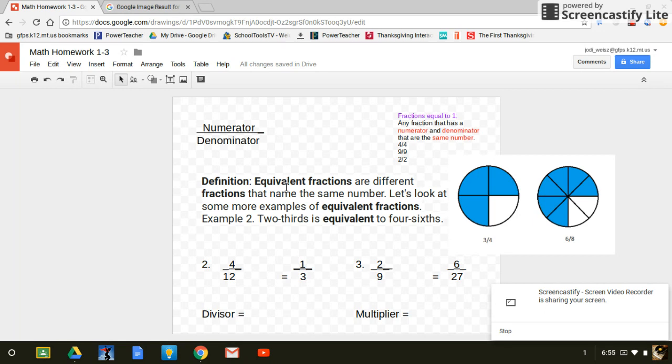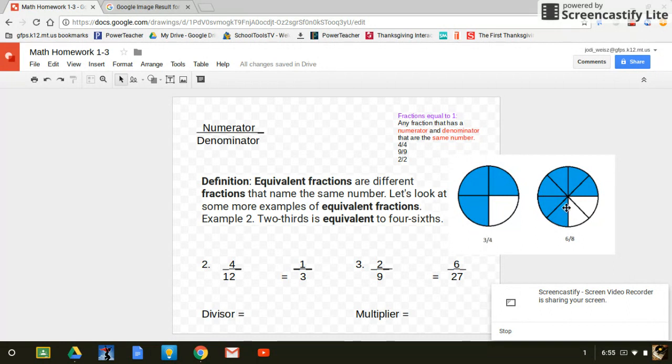And here in the center, I have the definition of equivalent fractions. They are different fractions that name the same number. And over here on your right, you will see two equivalent fractions. Of course, this whole pie is cut into 4 sections. That is why we say the denominator on this particular piece is 4. There are 3 portions out of the 4 that are shaded in. That is called your numerator. So down here you see that you have 3/4.